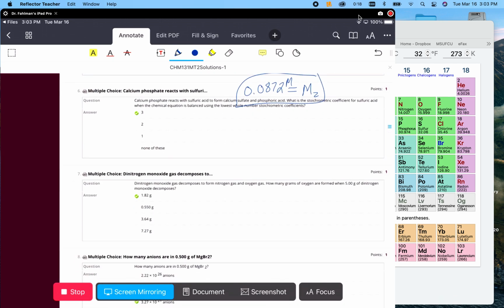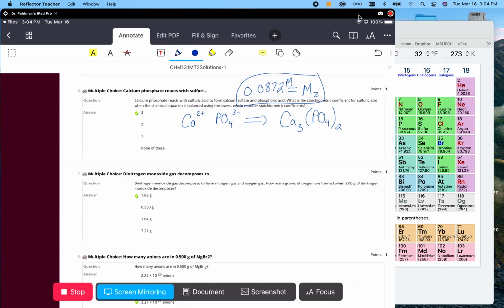Okay, this next one is just asking about balancing. So calcium phosphate, calcium forms that ion. Phosphate, remember, is that. Okay, so that means its formula is going to be this.